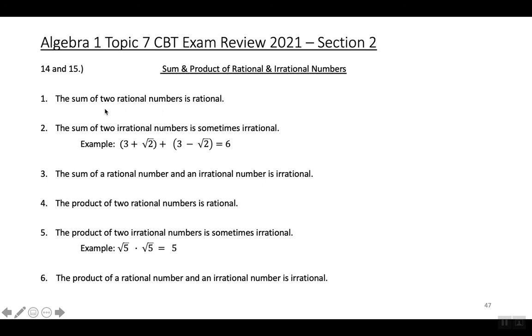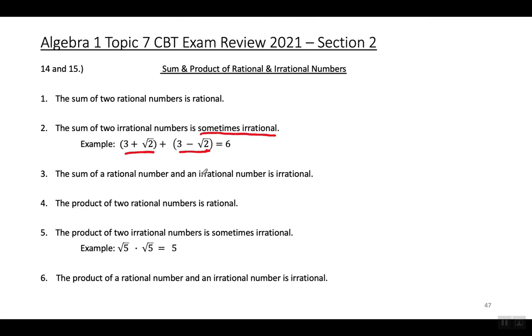All right, first of all, the sum of two rational numbers is rational. And the sum of two irrational numbers is sometimes irrational. And I put an example, okay? So like if you add this number, all right, this is a number. If I add this number plus this number, when you combine like terms, the square root of 2 cancels out with the negative square root of 2. And you're left with 3 plus 3 equals 6. So that's why the sum of two irrational numbers is sometimes irrational and sometimes it's rational.